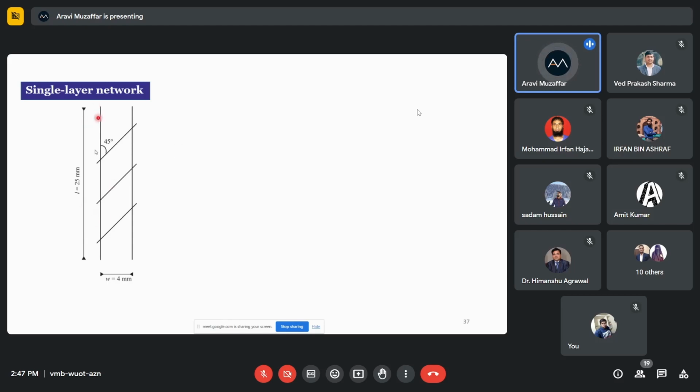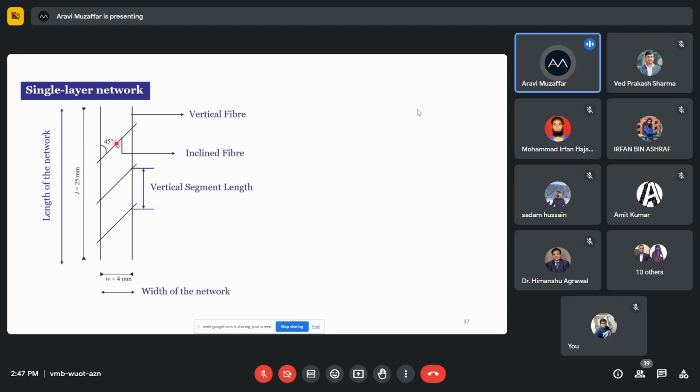The overall length of the network was kept constant at 25 mm, and the width was kept constant at 4 mm. As I already told you, we have 2 vertical fibers and 3 inclined fibers in this particular case. Then we have the vertical segment length, which refers to the distance between the vertical fibers, and the inclined segment length, which refers to the length of the inclined segment.